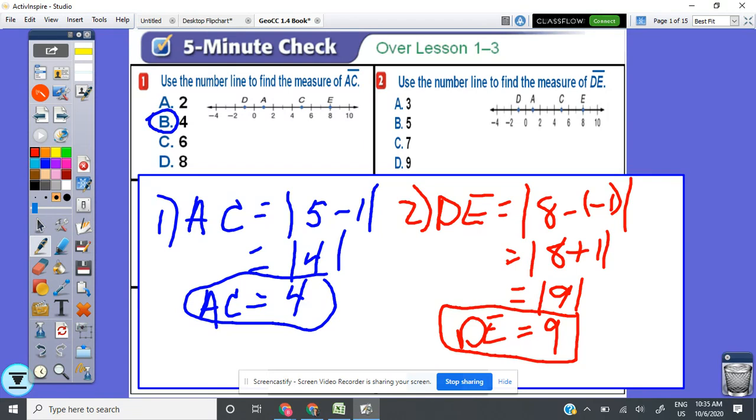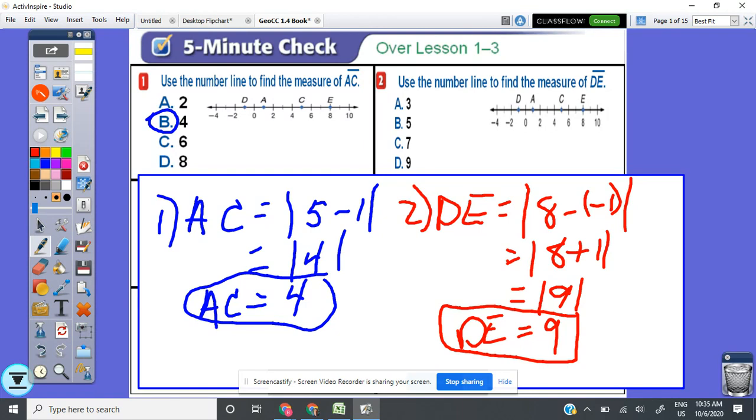Notice I did it two different ways there. From the one, I went from A to C, but on the second one, I went backwards from E to D. I did that because it doesn't matter which way you go. Distance is always the same. If you get a negative, you're going to take the absolute value, so it's going to become positive.